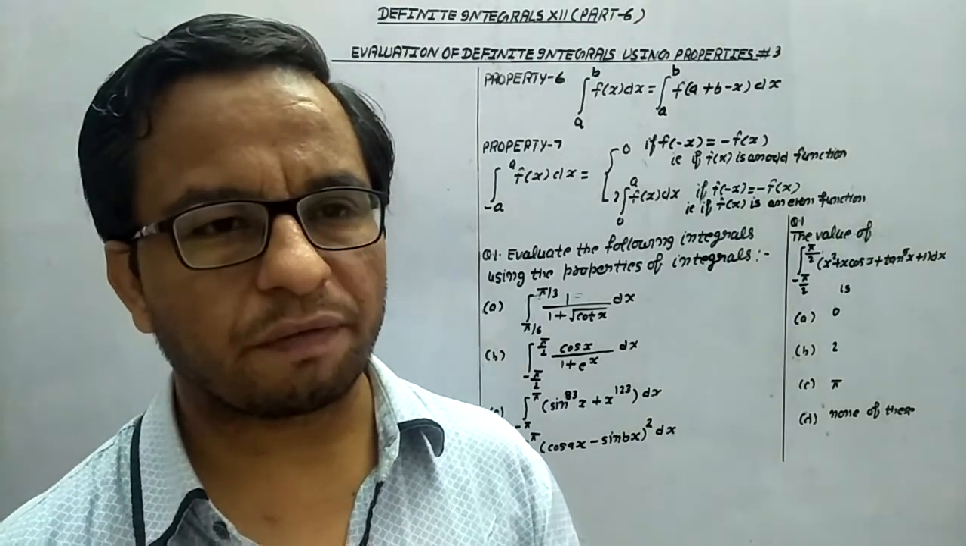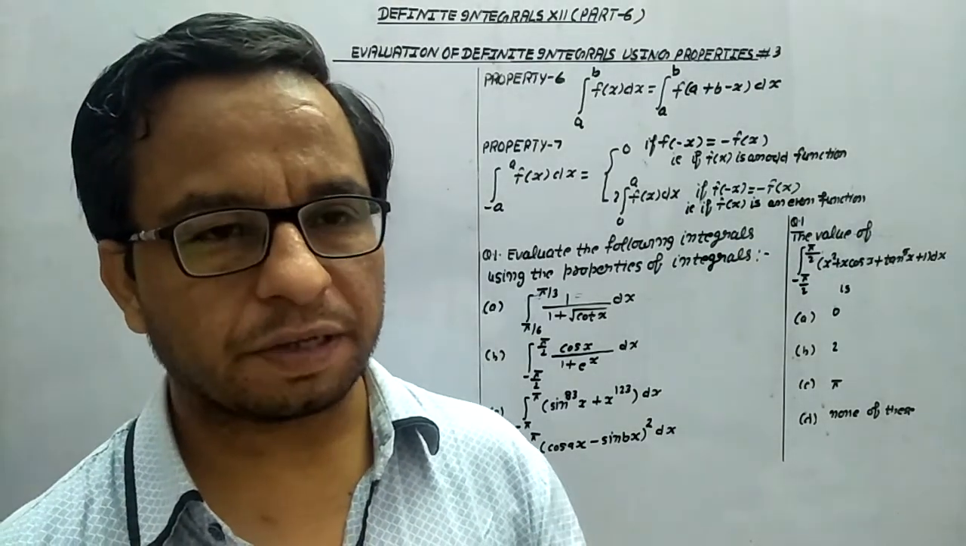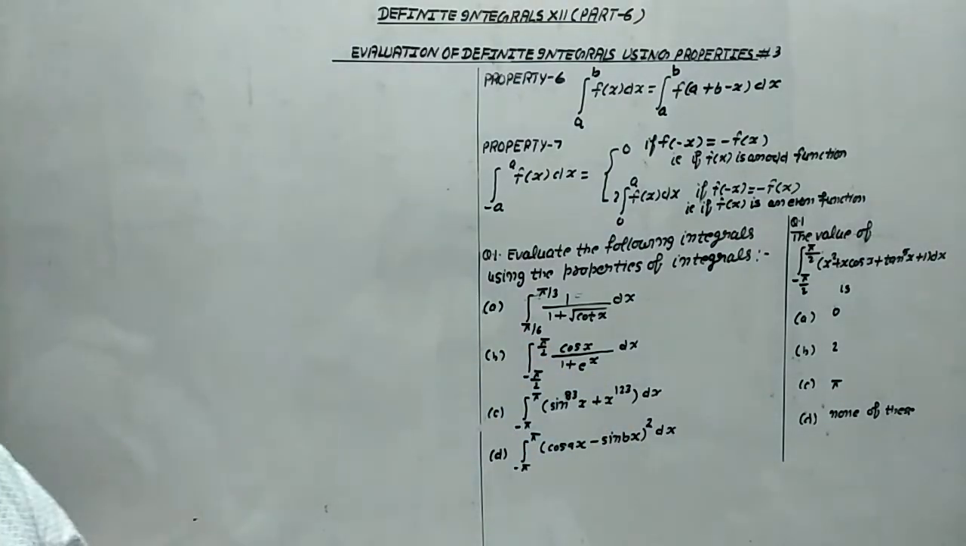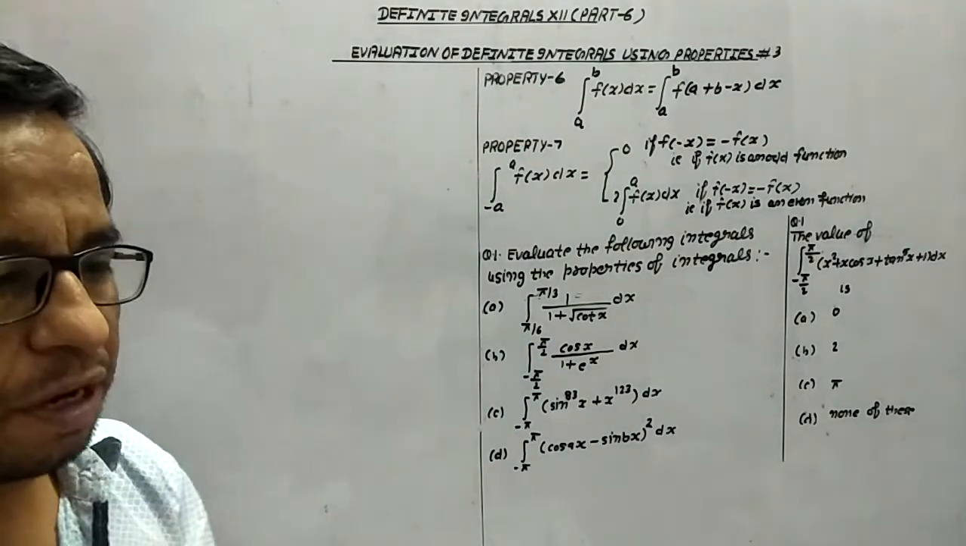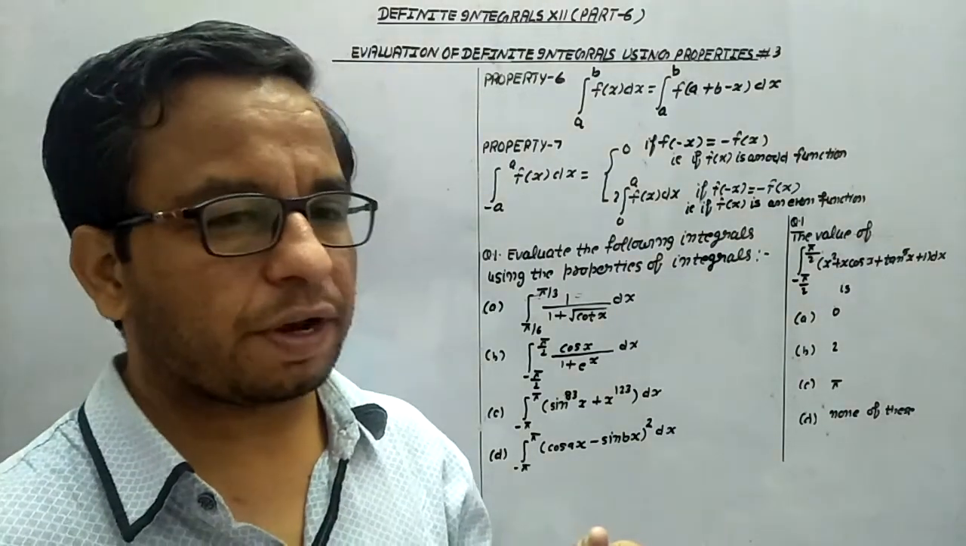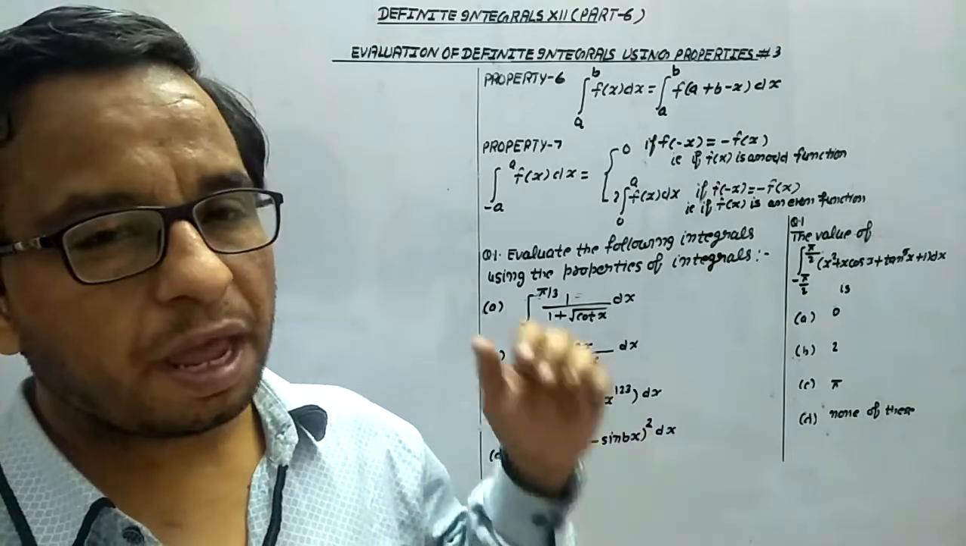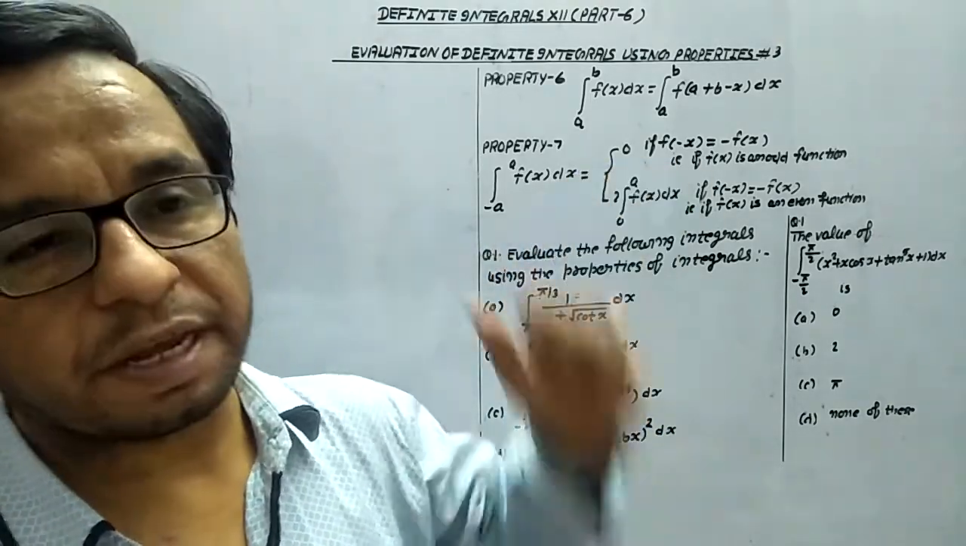In this part 6 of definite integrals, we will understand evaluation of definite integrals using properties. So let's start with property number 6. In property number 6, we have integration a to b f(x) dx is equal to integration a to b f(a plus b minus x) dx.